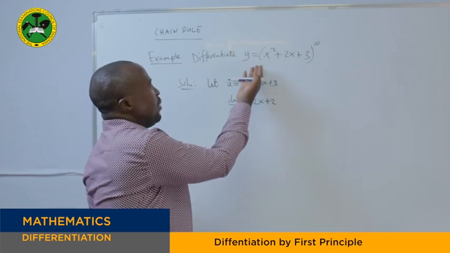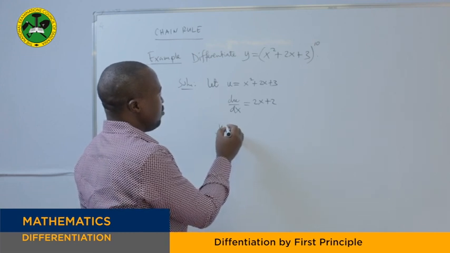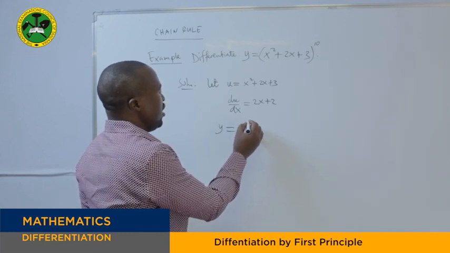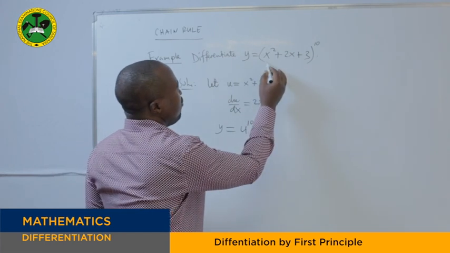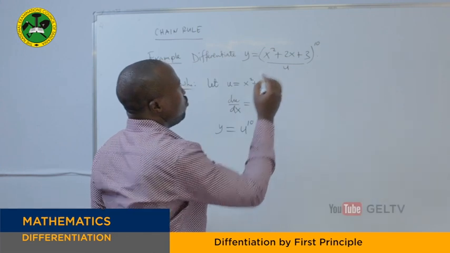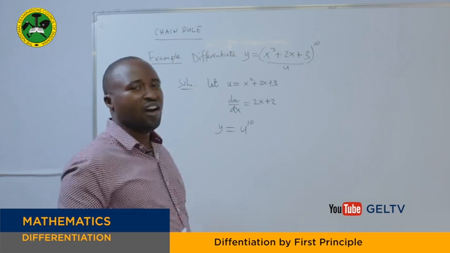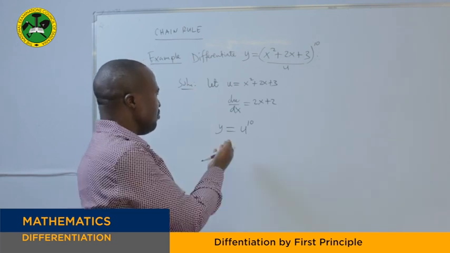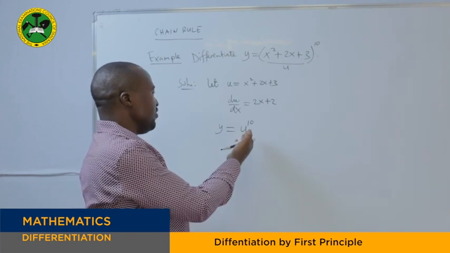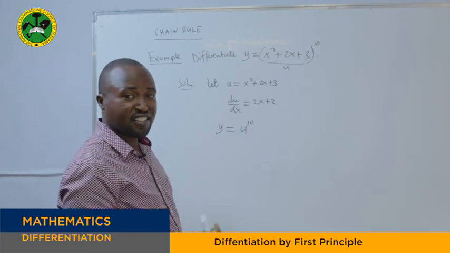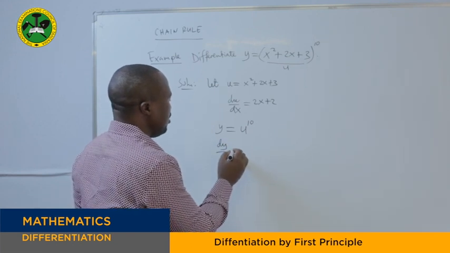Now, let us go back to our parent function. Our parent function is y is equal to u raised to 10. That is our parent function, because already we have let this function be equal to u. Therefore, our parent function will be y is equal to u exponent 10. Now again, my dear student, we have two variables here. We have variable y and the u. Now in this case, we are going to find dy over du.